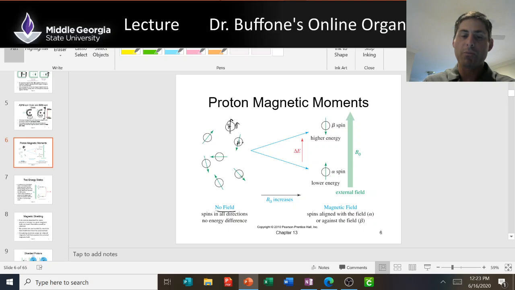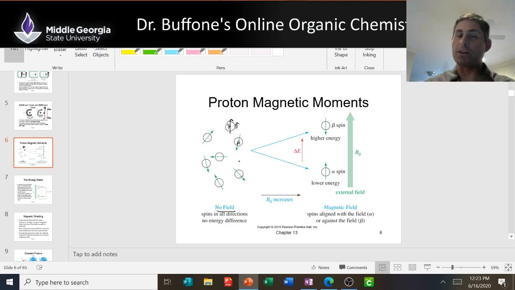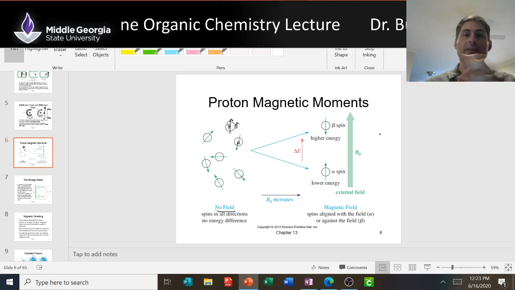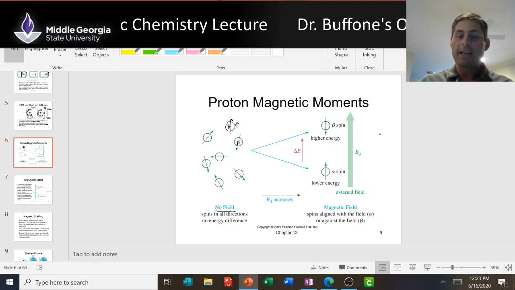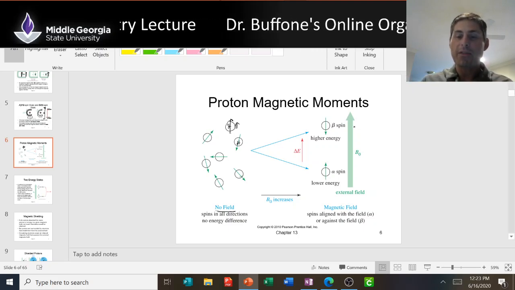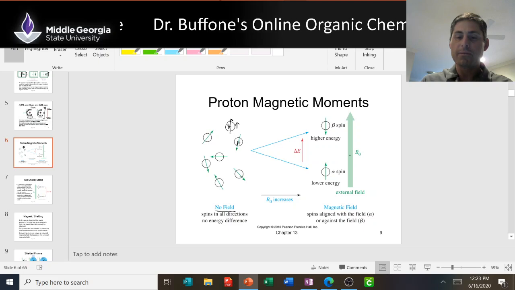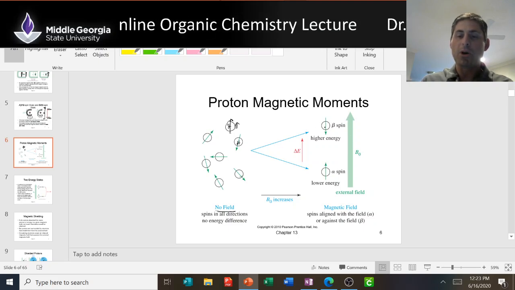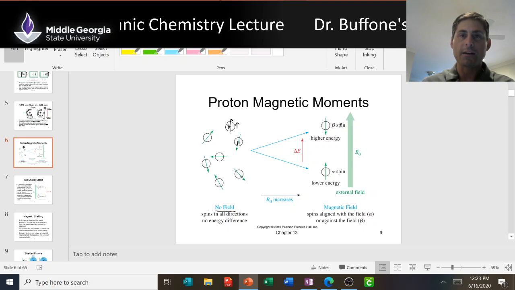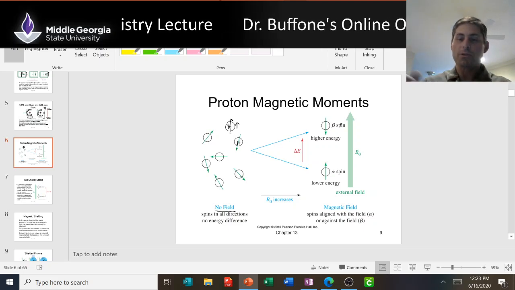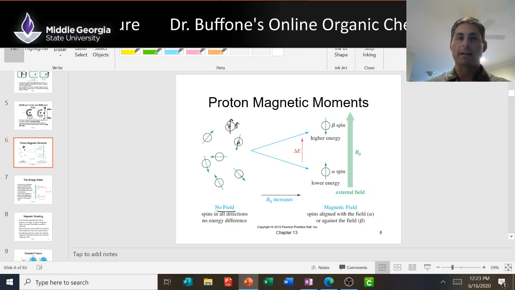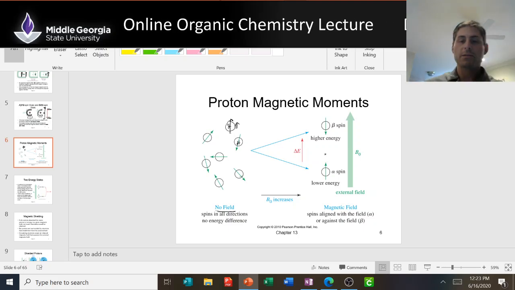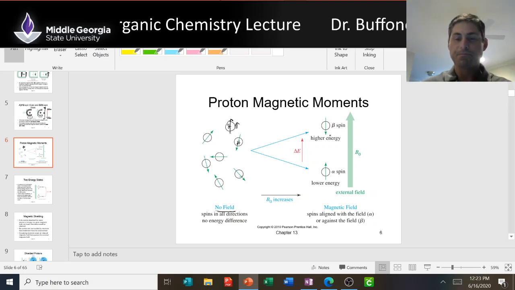All those little nuclei in your molecule are now in a large magnetic field, and they only have two options. They can align with that external magnetic field, that's the alpha spin state, or they can align so they're opposing the external magnetic field. But there's no in between. There's no randomness, right? It's either this or this.